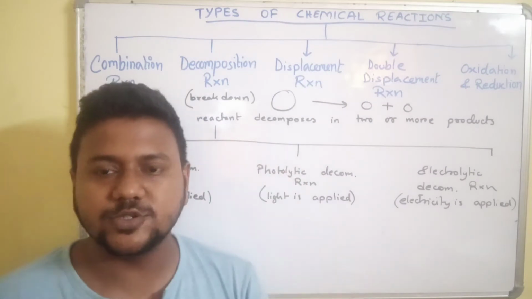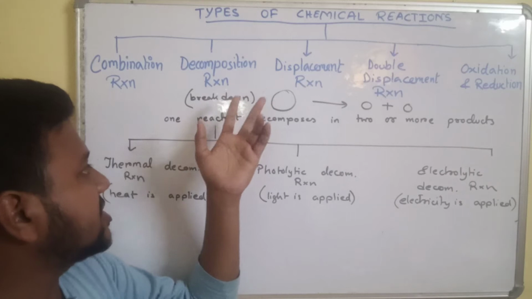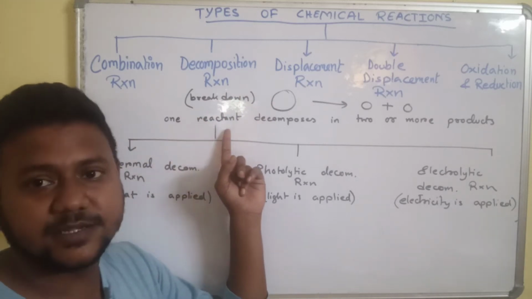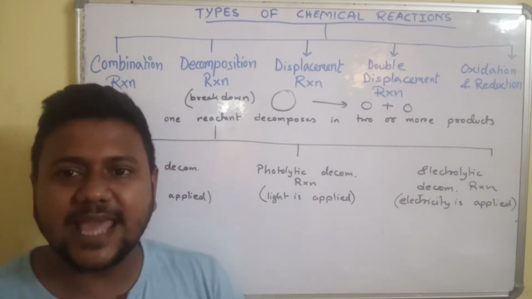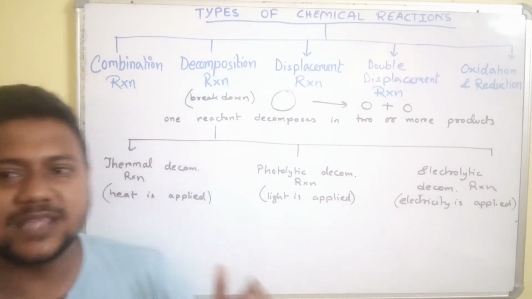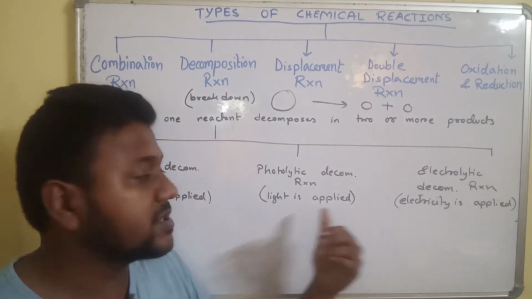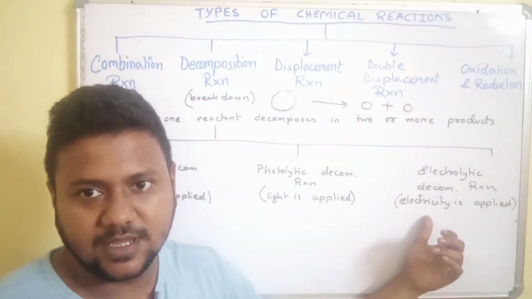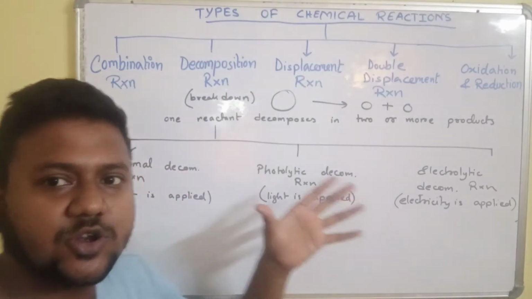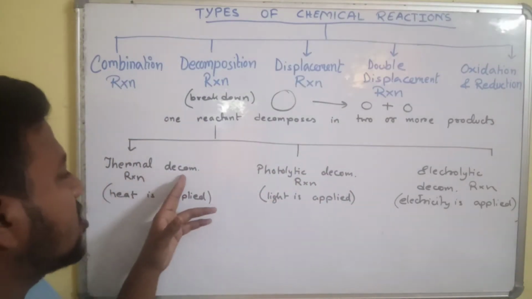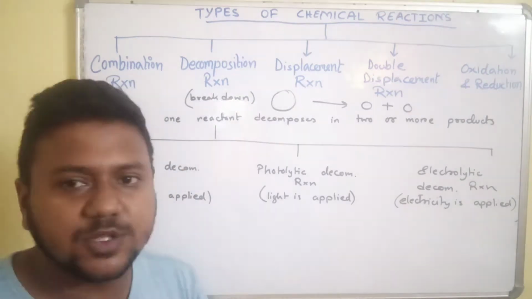So what is a decomposition reaction? A decomposition reaction is a reaction in which a single reactant decomposes into two or more products. It can be decomposed by either the application of heat, the application of light, or the application of electricity. When the decomposition occurs by the application of heat, it is called a thermal decomposition reaction. Let us see one or two examples.